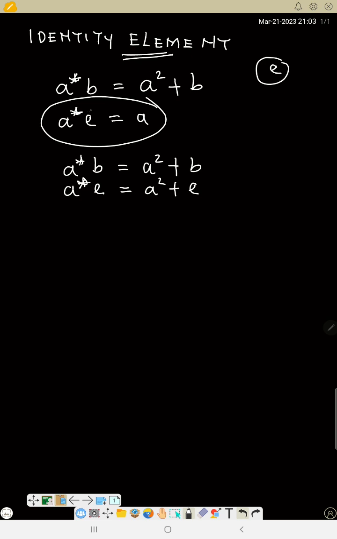Now from here we know that A asterisk E is A. That means this A asterisk E now becomes A, which is equal to A square plus E. So this one complete, look at it here, is A. So anywhere you see it, just put A there. Now make E the subject of the formula. So E is equal to A minus A square.